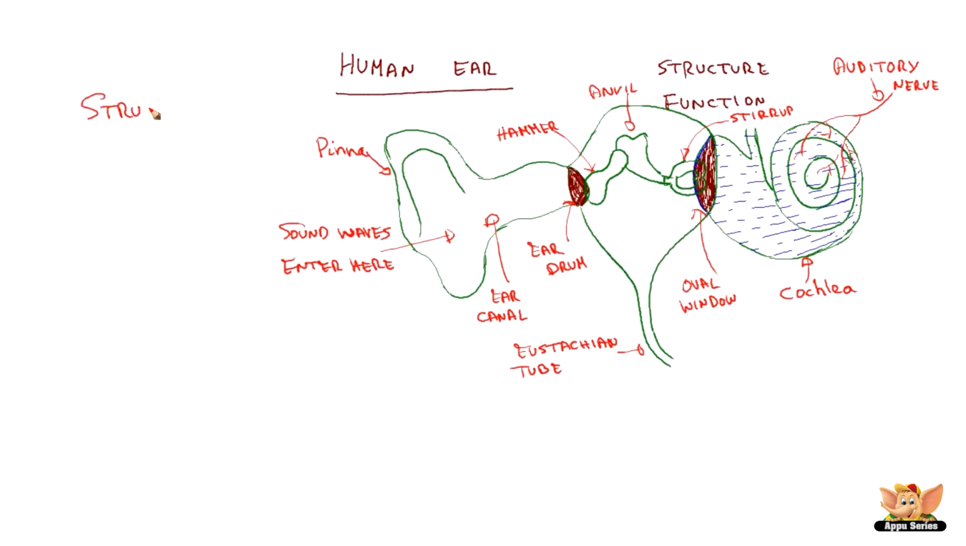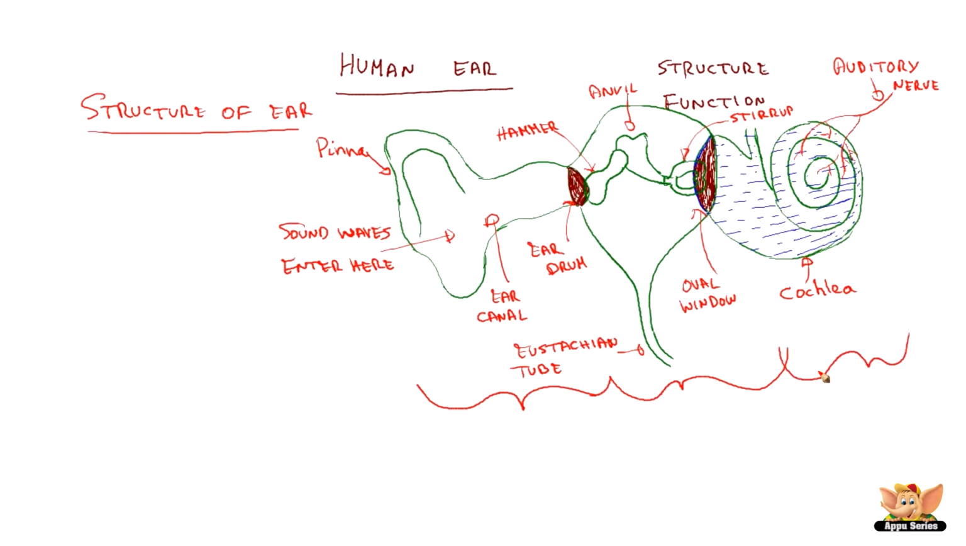This is the structure of the ear. The ear consists of three parts: the outer ear, the middle ear and the inner ear. Let's see what is called the outer ear. The outer ear is from the pinna to the eardrum. From the eardrum to the oval window, we call it the middle ear. And from the oval window to the cochlea is called the inner ear.